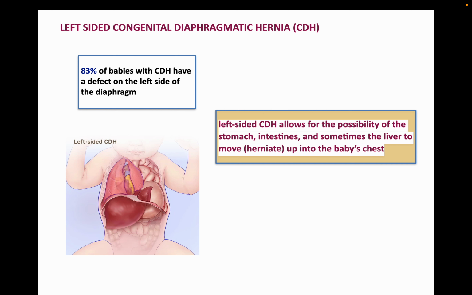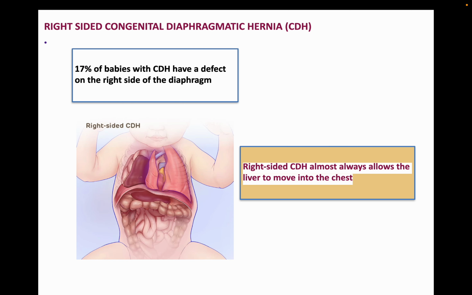So next is left-sided congenital diaphragmatic hernia. Again we can say that this CDH is seen in 83% of babies, on the left side of the diaphragm. Left-sided CDH allows for the possibility of the stomach, intestine, and sometimes the liver to move up into the baby's chest. Now, if we see the Bochdalek hernia on the right side, 17% of babies with CDH have a defect on the right side of the diaphragm.